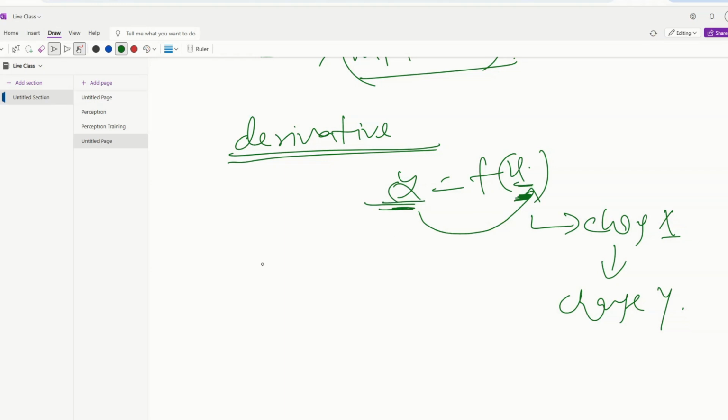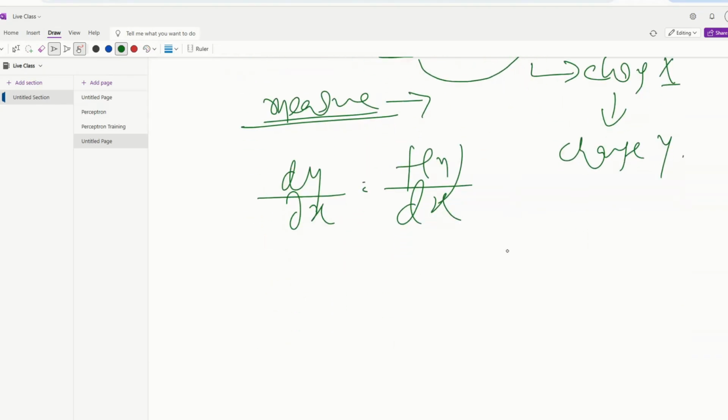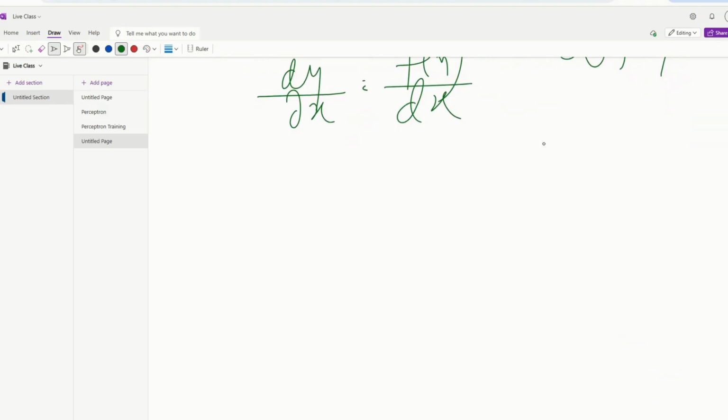So how to measure that? How to find the change? For that we use the derivative. We write dy by dx is equal to f(x) by dx. It's calculus, and I hope you have the basic understanding. Basically, if I change my x, we find what the change in y is.